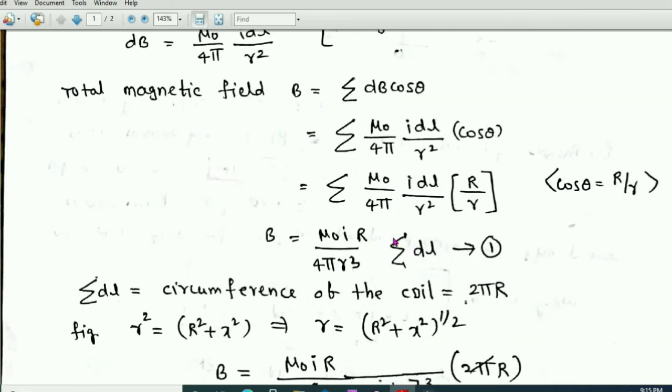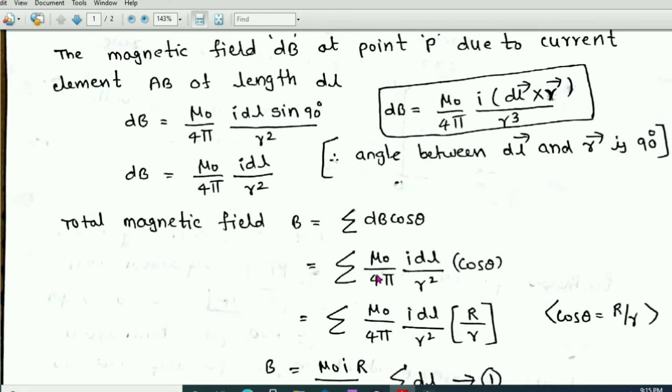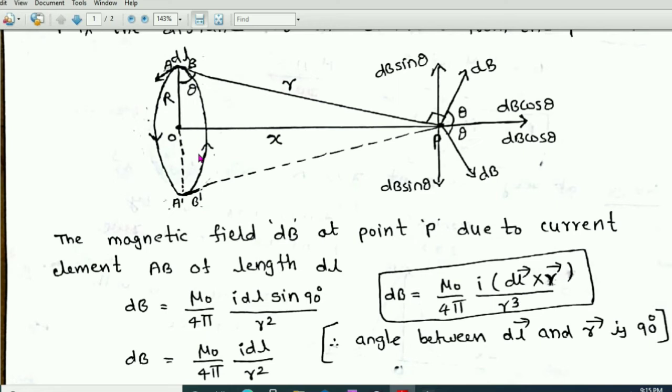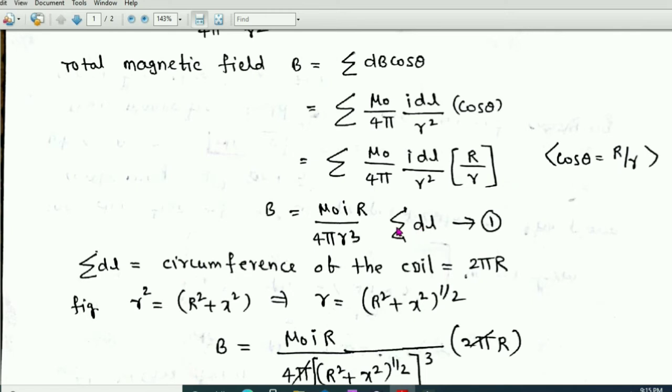Now, sigma dl means the sum of dl. The sum of dl will be the total circumference, which gives 2 pi R, because the circumference of the circular coil is 2 pi R, where capital R is the radius. So sigma dl can be written as 2 pi R.